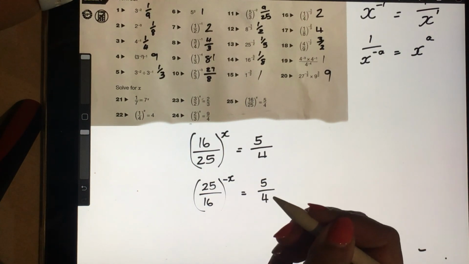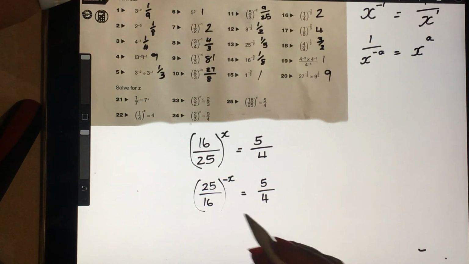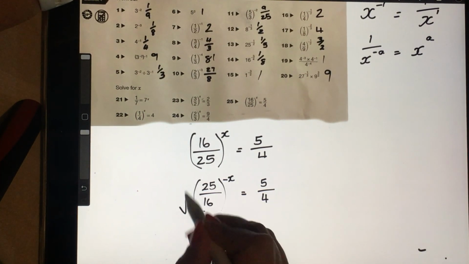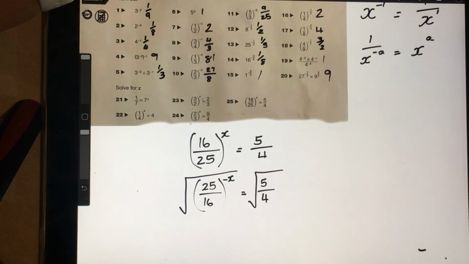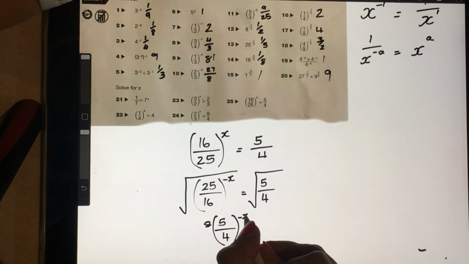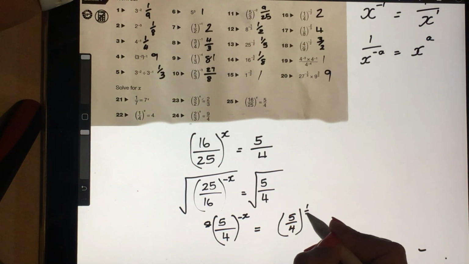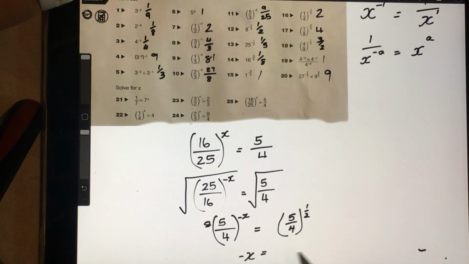I'm going to take the square root of both sides, okay? And I'm going to take the square root of this one and the square root of that one, which will mean that we have 5 over 4 to the power of negative x on this side, and on this side we have 5 over 4 but to the power of a half. So minus x is equal to a half, so x is equal to negative a half. Right, and that solves the one for 25.